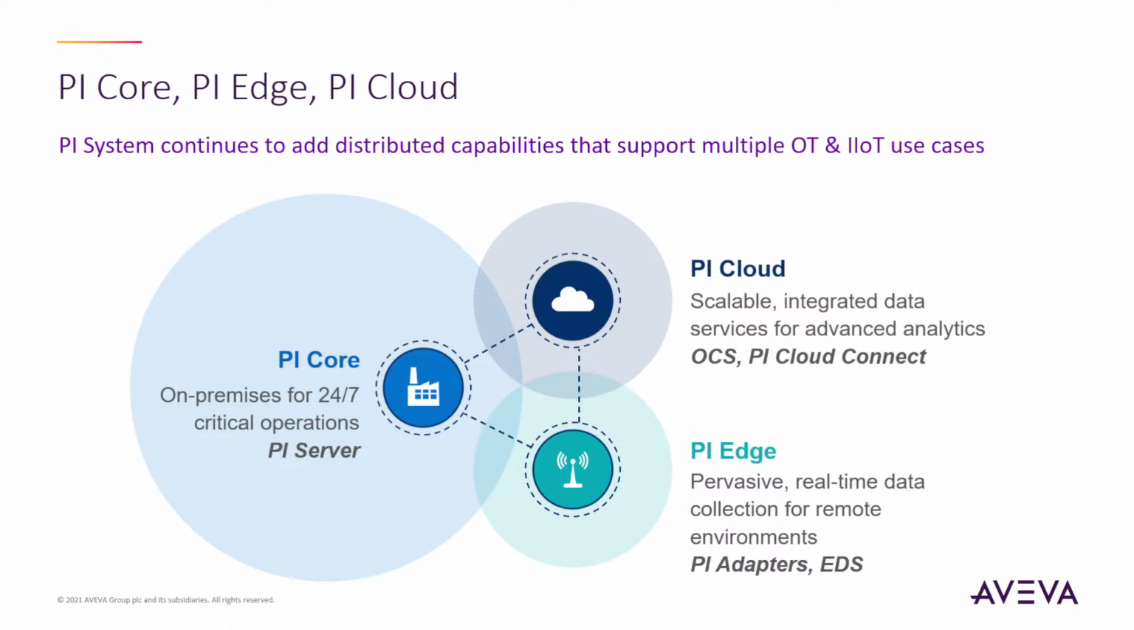Moving on to the third bucket, which is the Pi Edge, the category of products which fit into this bucket are more focused on collecting data from remote devices, places where they are not typically connected to conventional control systems. An example of that is Pi Adapter, which we're going to focus quite heavily on today.